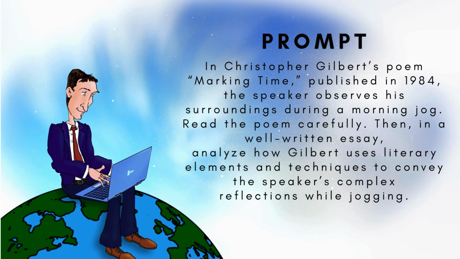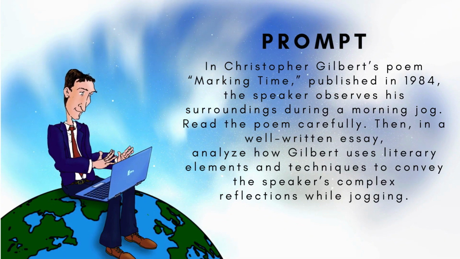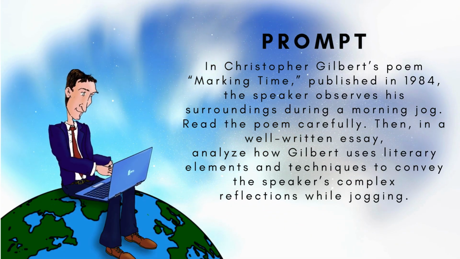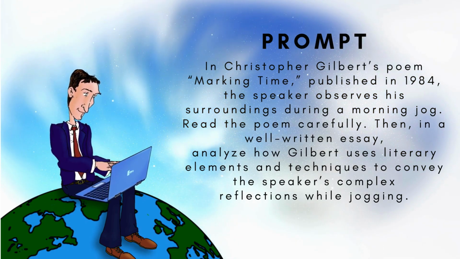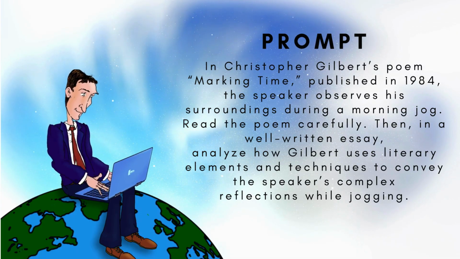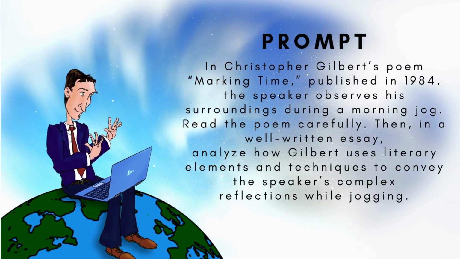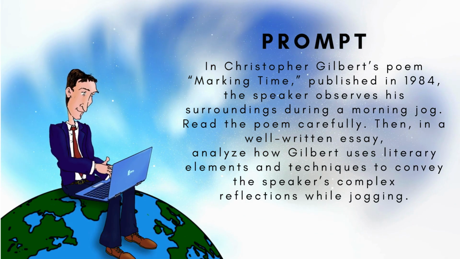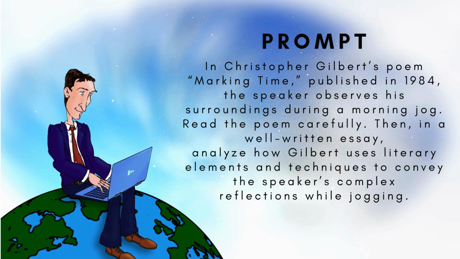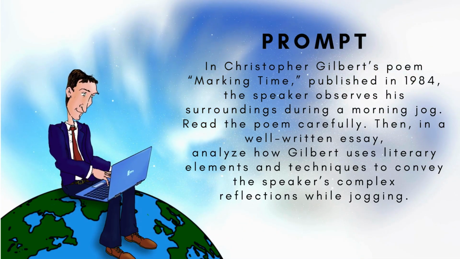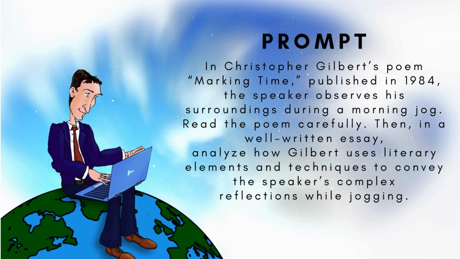All right, without further ado, let's unpack this prompt together. So it's pretty simplistic and straightforward, kind of common fodder for College Board FRQ1. It says, in Christopher Gilbert's poem, Marking Time, published in 1984, the speaker observes his surroundings during a morning jog. Read the poem carefully, then in a well-written essay, analyze how Gilbert uses literary elements and techniques to convey the speaker's complex reflections while jogging.